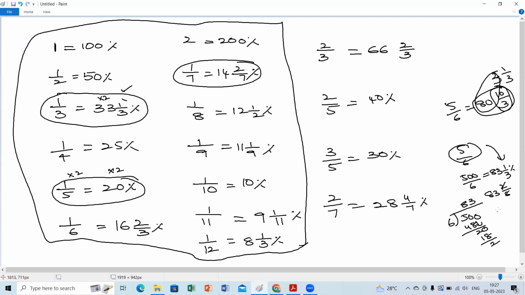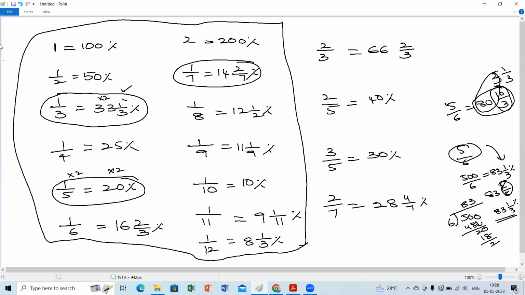Ma'am, why can't we write it directly as 83 2 by 6? We cannot, because this can be simplified further, right? Ma'am, we can put a decimal point. No, my question is about 83, I'm not asking about decimals. I just want to know the percentage of the fraction. Okay, ma'am.